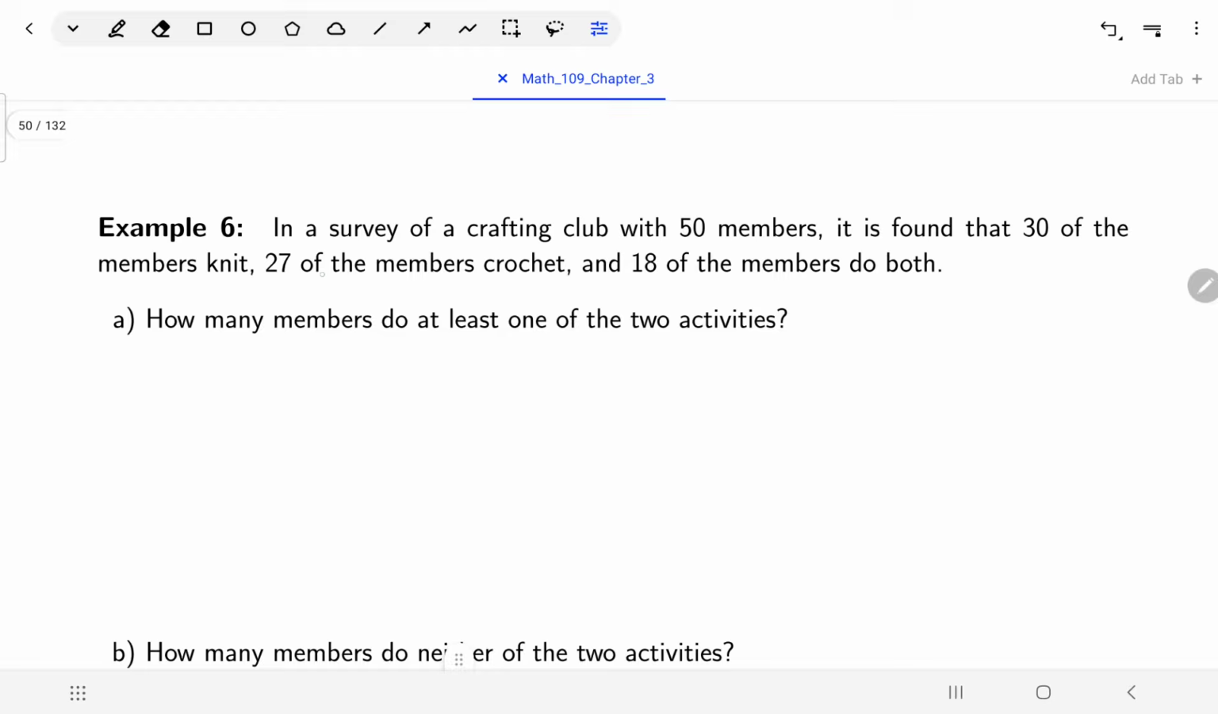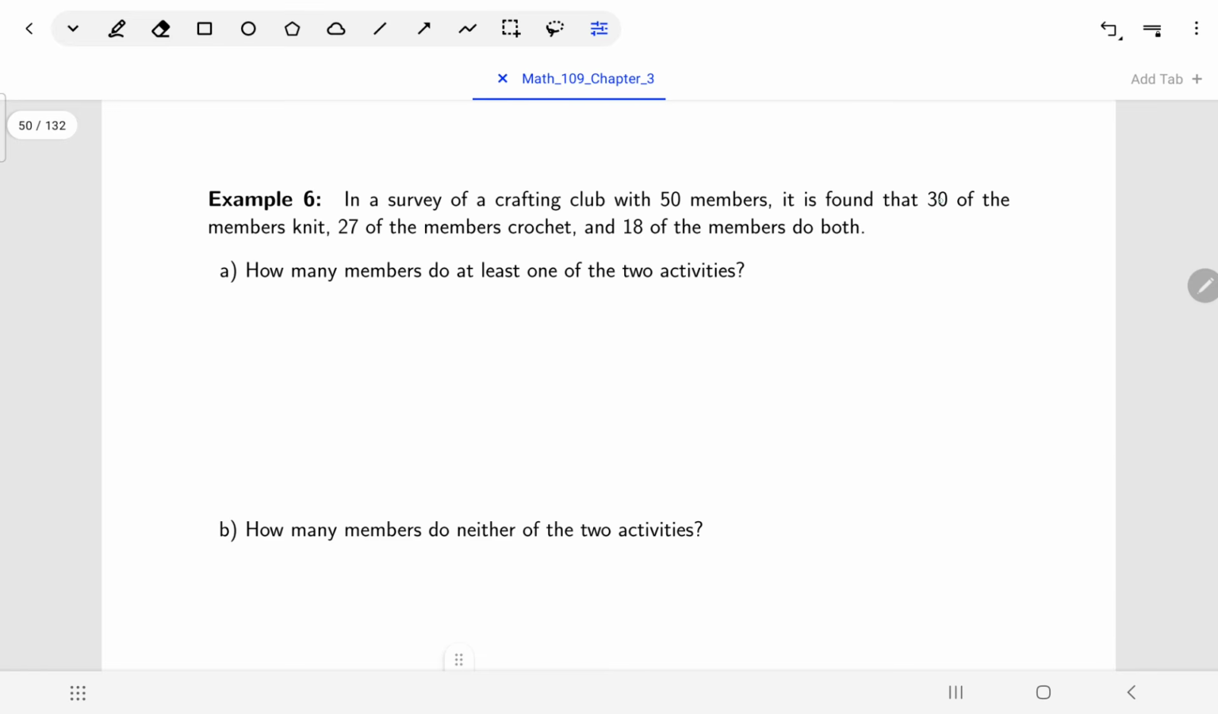And same thing with the 27 who crochet. The 27 who crochet, some of them are going to be doing other crafts as well. So again, don't assume that there's the word only there. If I don't say the word only, then there isn't the word only. Because otherwise, you're assuming that you have only knitting people are 30 and only crocheting people are 27, and that's not exactly at all what it says. So what are we interested in? How many members do at least one of the 2 activities?